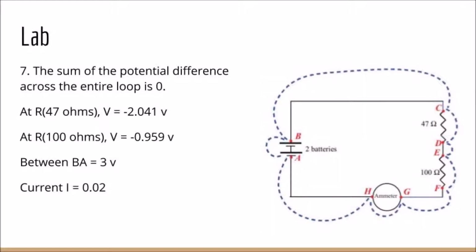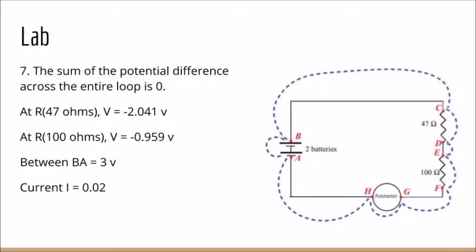When measuring voltage around the circuit using the positive lead forward going clockwise, you get the following results. Between B and A, where the batteries are, you get 3 volts. At the 47 ohm resistor, you get negative 2.041 volts, and at the 100 ohm resistor, you get negative 0.959 volts. This brings the sum of all the potential differences in the circuit to be 0, as we predicted from Kirchhoff's loop rule.